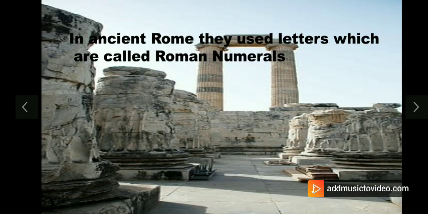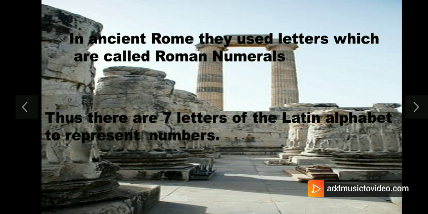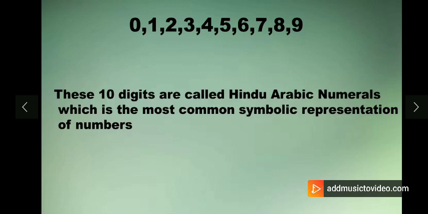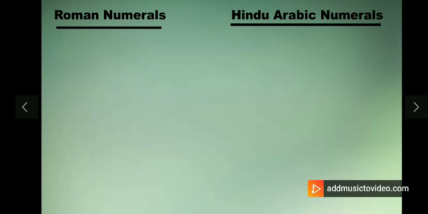In ancient Rome, they used letters, which are called Roman numerals. Thus, there are 7 letters of the Latin alphabet to represent numbers. We all are familiar with these 10 digits. These 10 digits are called Hindu-Arabic numerals, which is the most common symbolic representation of numbers. Now let us understand Roman numerals with respect to Hindu-Arabic numerals.